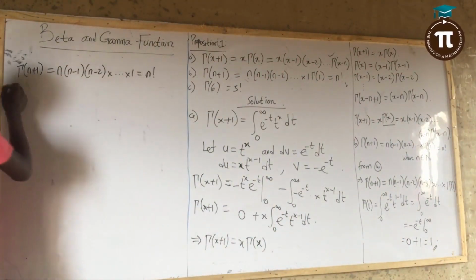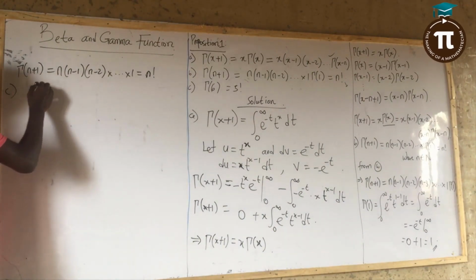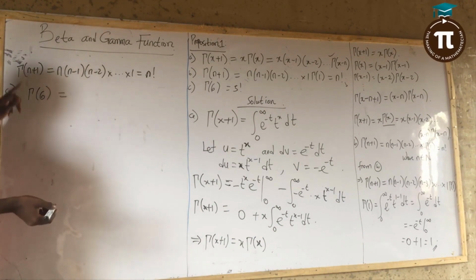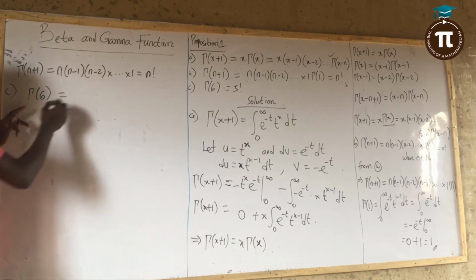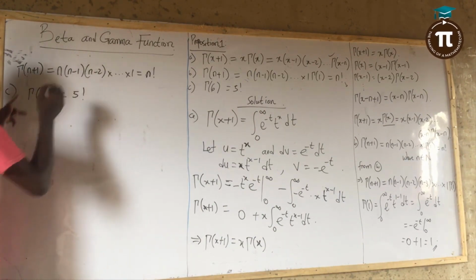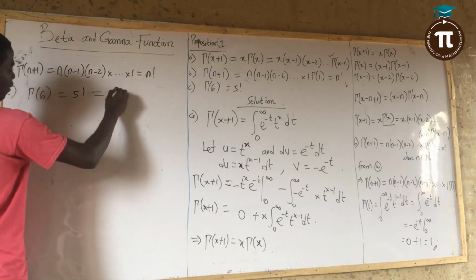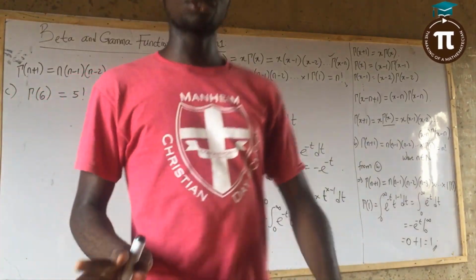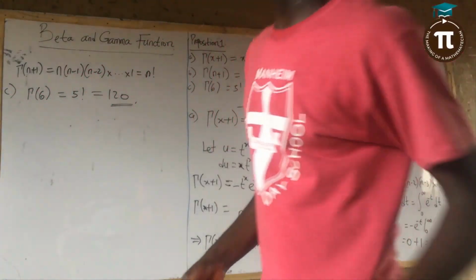So to do Γ(6) is very simple. Γ(6) means put n to be 5, since 5 plus 1 is 6. So Γ(6) is equal to 5 factorial. And what is 5 factorial? 120. That's the answer. So we are moving to another example.